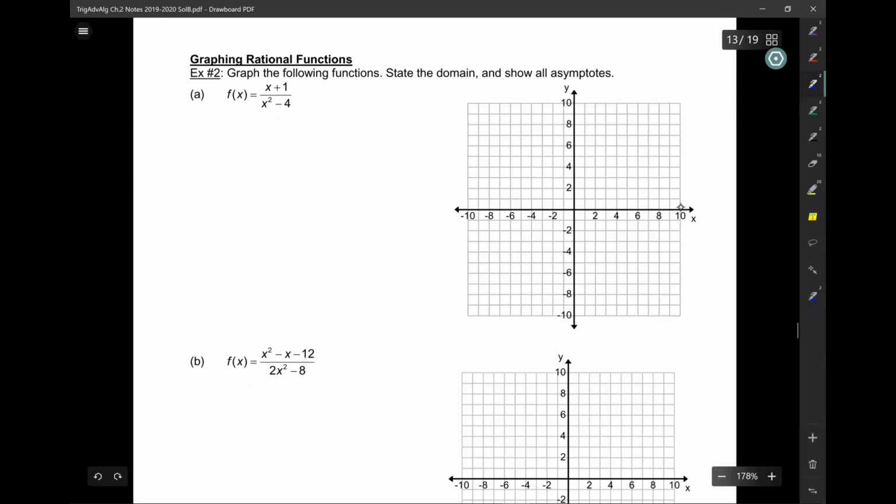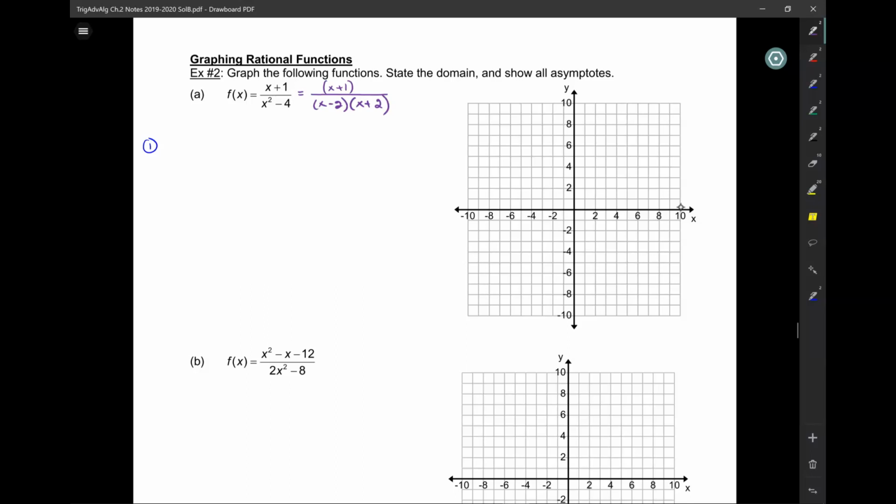So now we need to graph. Before you graph, you need to find a couple of things. So let's graph the following functions. Let's first find the domain. Because I'm going to have to do this later, I'm just going to factor from now. So it's x squared, it's x minus 2, x plus 2.